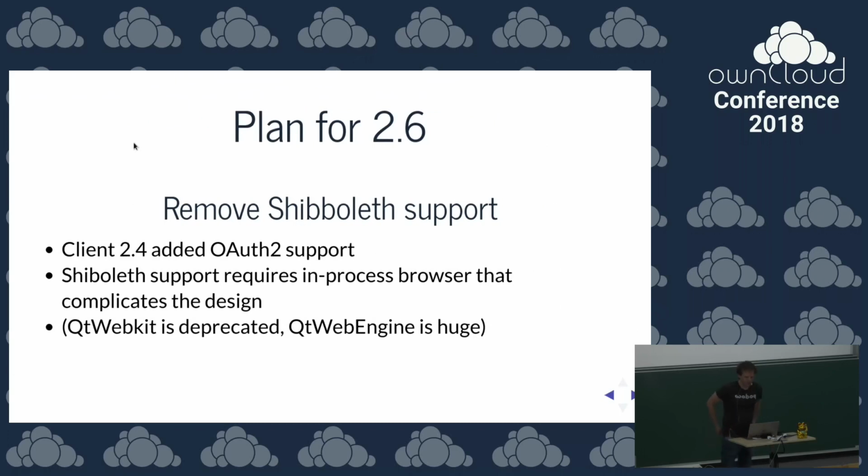In 2.6, we also plan to remove Shibboleth support. Shibboleth is now deprecated, and we should use OAuth 2 instead, or OpenID Connect, or something like that. The problem with Shibboleth is that it requires a browser within the client. The design of Shibboleth was not really for client authentication; it was more for web things. Because having a browser in the client is a huge thing, we're happy to get rid of that. The difference is that OAuth 2 calls the native browser of the user. Yep.